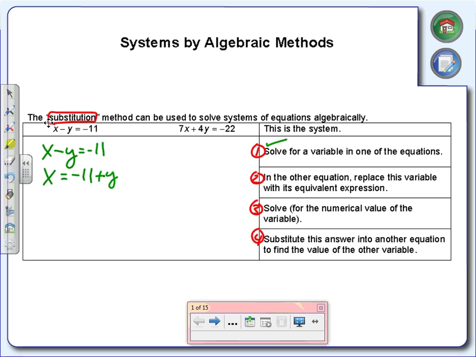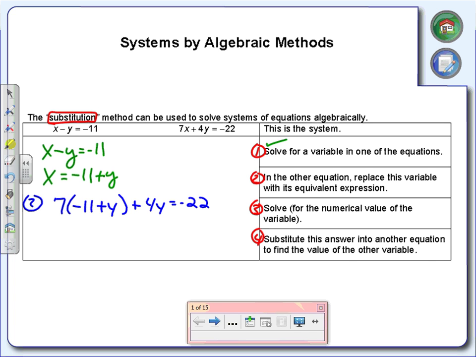Step 2 says, in the other equation, replace this variable with its equivalent expression. So now I'm going to move on to step 2 here. It says here, use the other equation. So I'm going to use the 7x plus 4y equals negative 22. What I'm going to do is replace the x with its equivalent expression, which in our case is negative 11 plus y. Everything else is going to stay the same in the equation. This is why we call it substitution. We're taking something out and replacing it with something else.